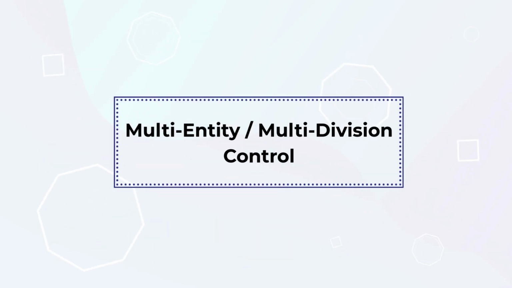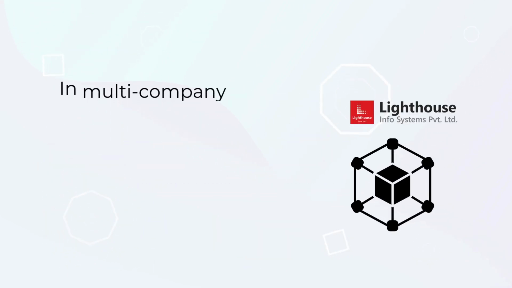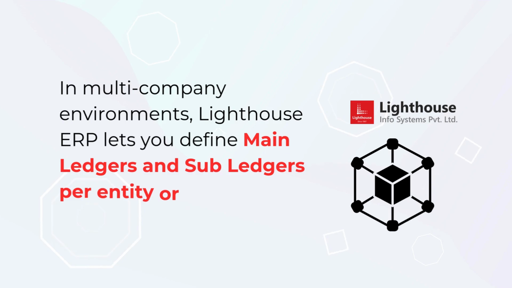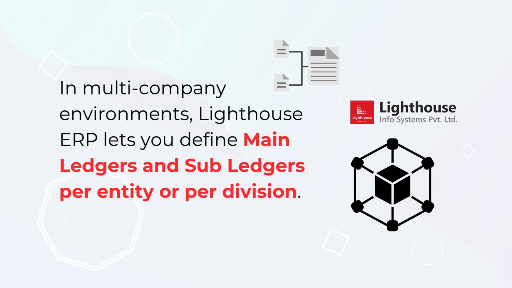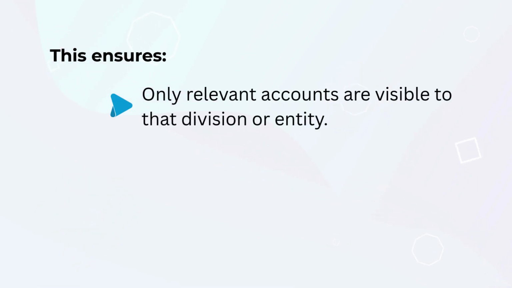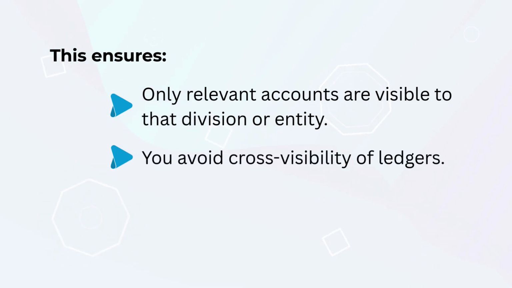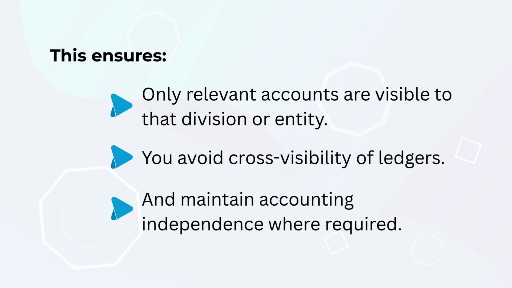Multi-entity, multi-division control. In multi-company environments, Lighthouse ERP lets you define main ledgers and sub-ledgers per entity or per division. This ensures only relevant accounts are visible to that division or entity. You avoid cross-visibility of ledgers and maintain accounting independence where required.